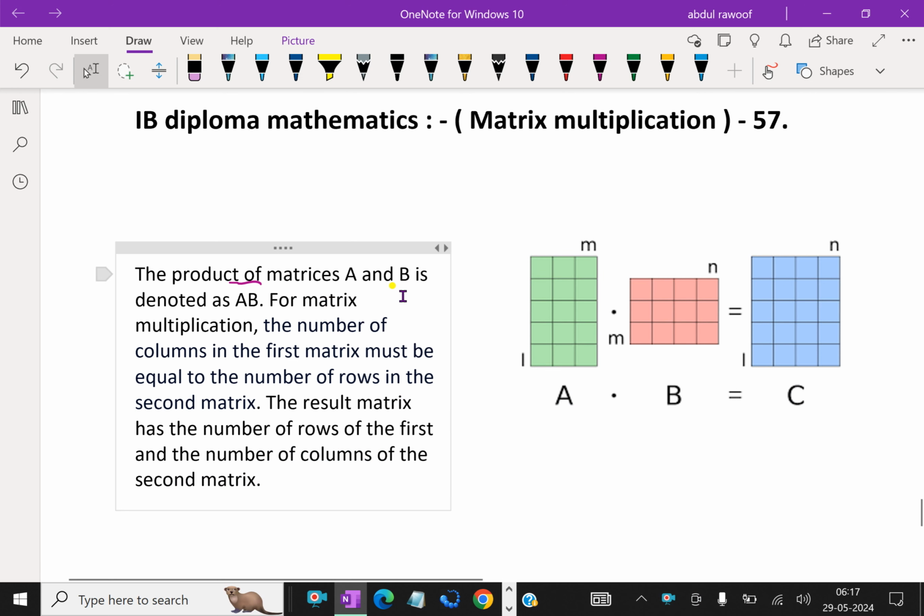In IB Diploma Mathematics, let us discuss matrix multiplication. The product of matrix A and B is denoted as AB.